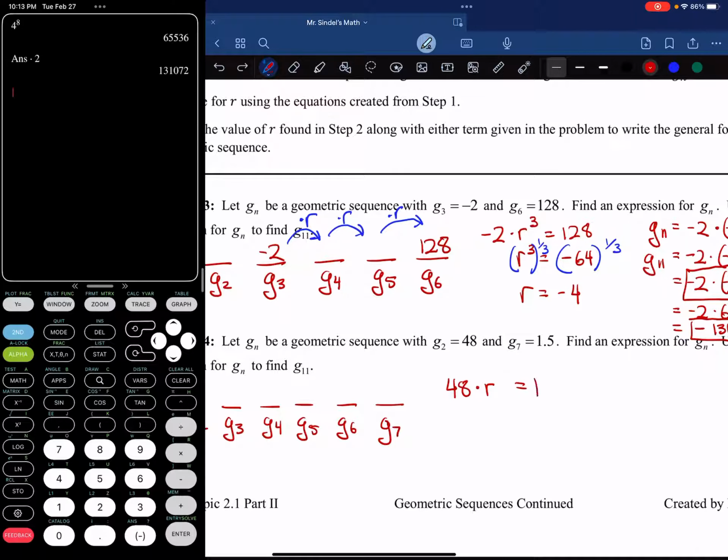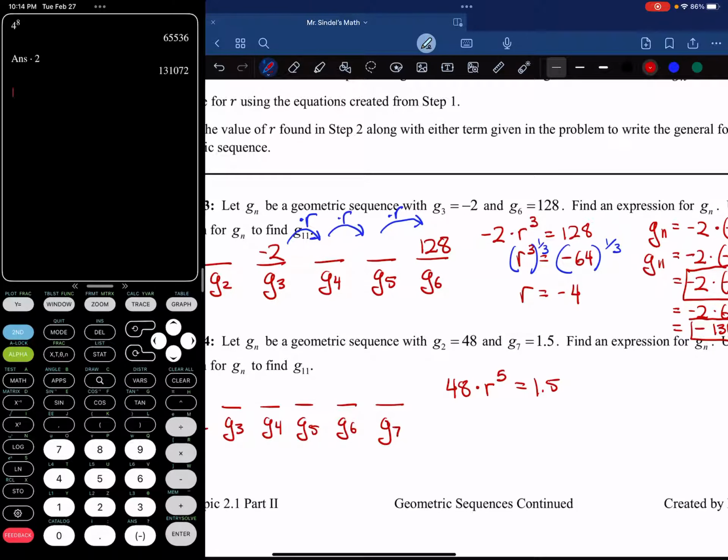And that's going to be equal to 1.5. That's the general setup of my equations. I just don't know how many jumps I took to get from 48 to 1.5. Well, I had to jump from 2 to 7. Look back here. To get from 3 to 6, I jumped 3 times. It's really just 6 minus 3. You just subtract them, right? So 7 minus 2 is 5, and this is going to be 5 jumps.